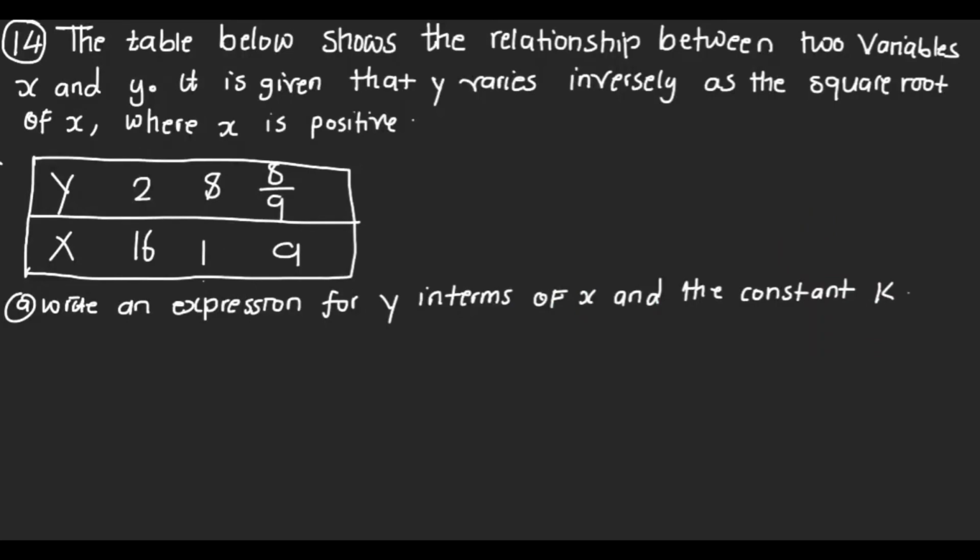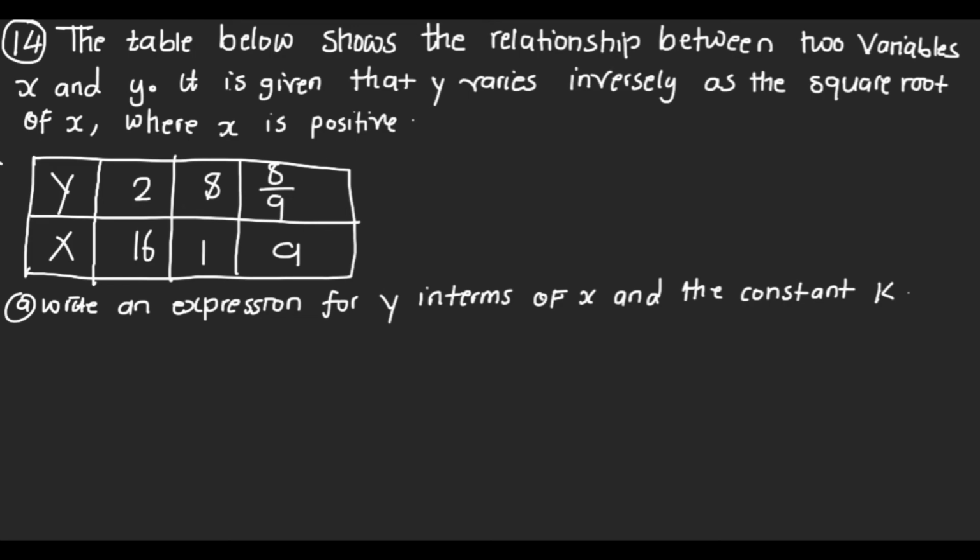Okay, so now we move on to question 14. The table below shows the relationship between two variables, x and y. Now it is given that y varies inversely as the square root of x, where x is positive. Then we have these values here. Now the first question, we want to write an expression for y in terms of x and the constant k.